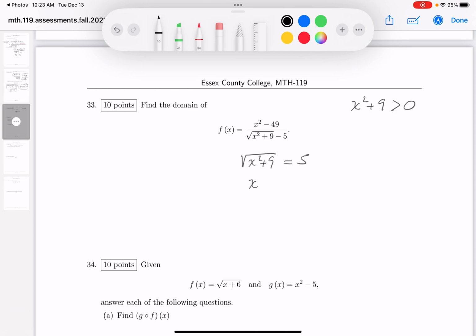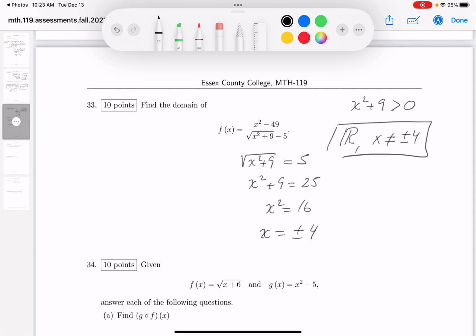Square both sides. You get x squared plus 9 equals 25. X squared equals, take 9 from both sides, 16. So x equals plus or minus 4. So the domain of this thing is all the real numbers except x equals plus or minus 4. If you want to write the interval notation, it's going to look like this: minus infinity to minus 4, union, minus 4 to 4, union, 4 to infinity.